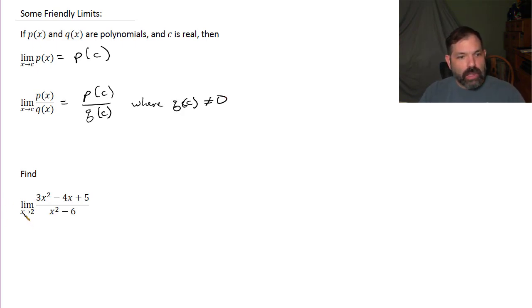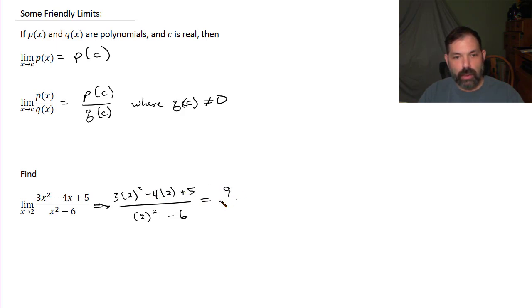So for example, if we have the limit as x approaches 2 of 3x squared minus 4x plus 5 divided by x squared minus 6, we can quickly look at the denominator and say, okay, if x was 2, 2 squared is 4, 4 minus 6 is not 0. So we can use a direct substitution. So then this ends up being 3 times 2 squared minus 4 times 2 plus 5 over 2 squared minus 6. So that's 3 times 4, that's 12. 12 minus 8 is 4. 4 plus 5 is 9. 2 squared is 4. 4 minus 6 is negative 2. I would write this as negative 9 halves. That's it. Easy arithmetic. Again, as long as the denominator doesn't end up being 0. If the denominator ends up being 0, we have other concerns.